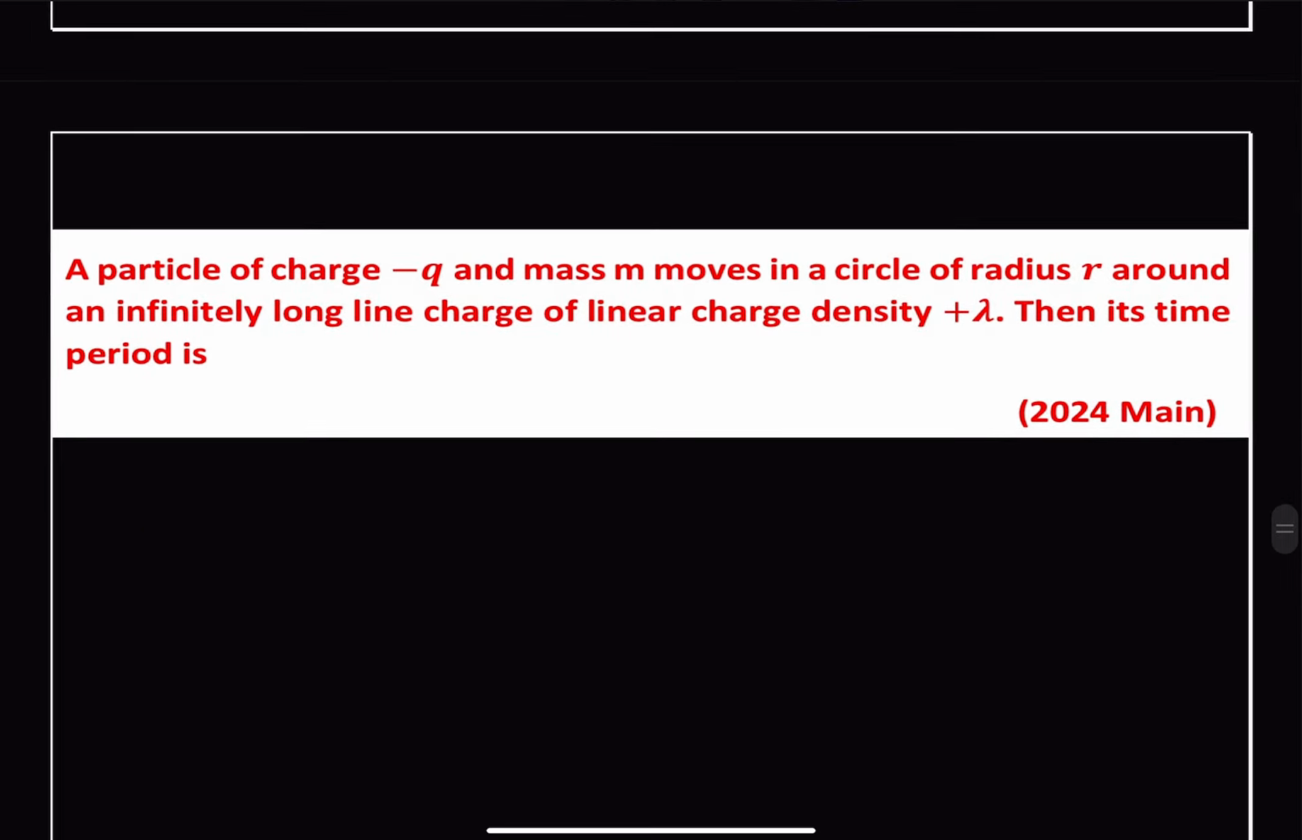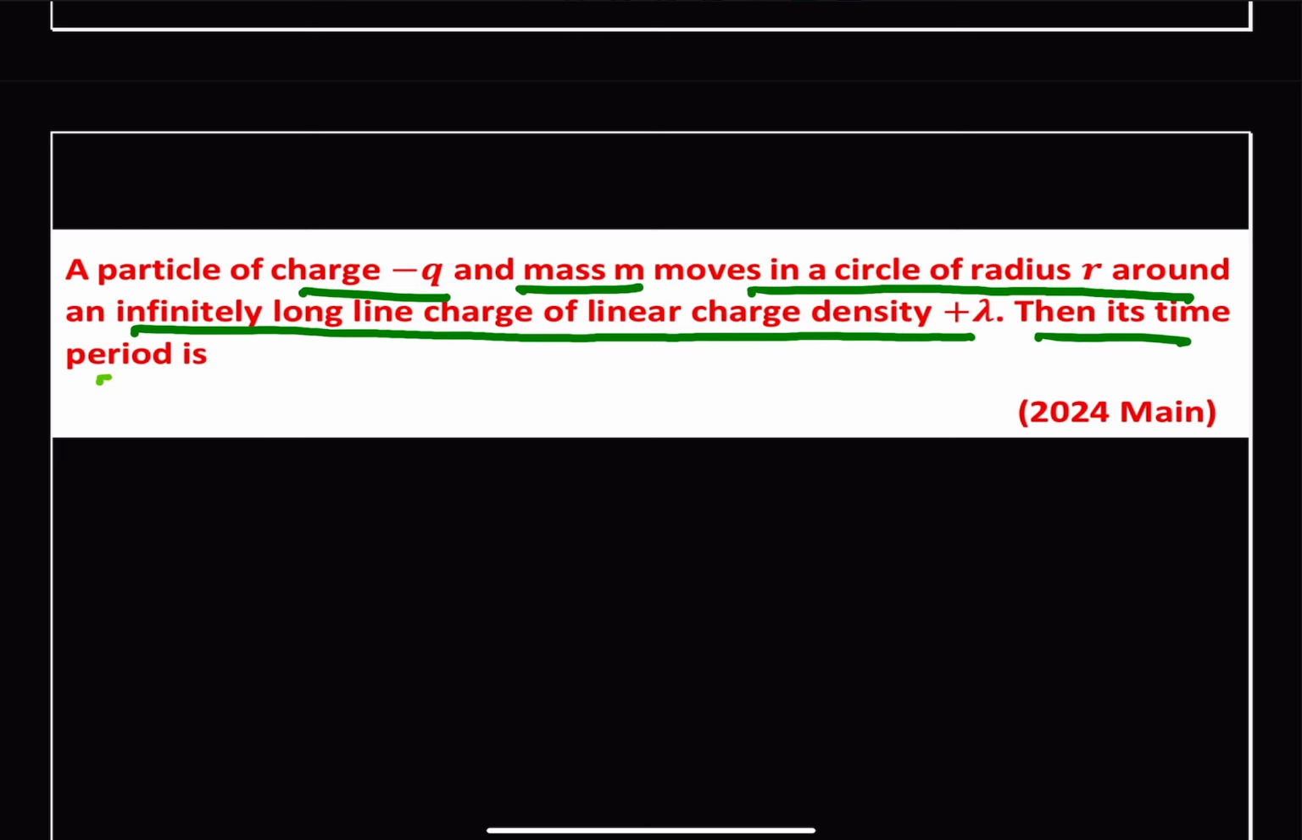Next question states that a charge of minus q and mass m moves in a circle of radius r around an infinitely long line charge of linear charge density plus lambda, then its time period is. So it states that a particle of charge minus q, mass m, moves in a circle of radius r around an infinitely long charge of linear density. Okay. So let us suppose this is our infinitely long line.